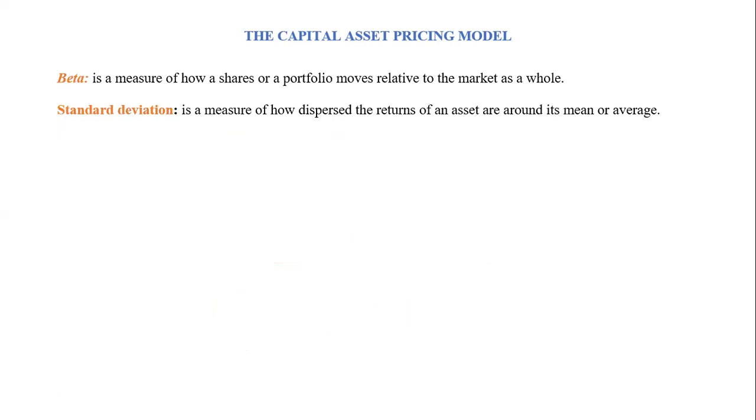So beta measures how shares or portfolio risks move in relation to the market as a whole. It should have been market or portfolio risk moves in relation to the market as a whole. And we have standard deviation. It measures how returns of an asset are spread around its mean or its average.